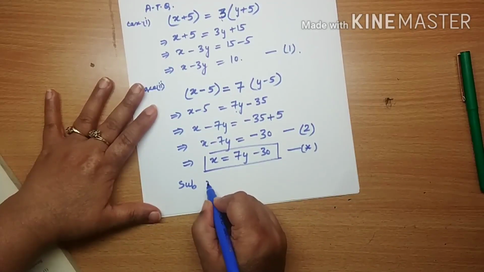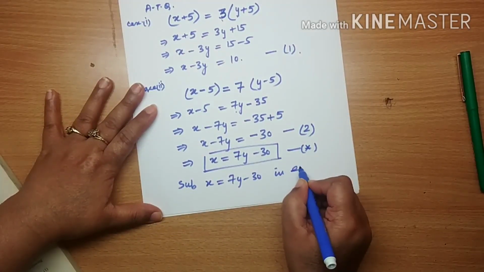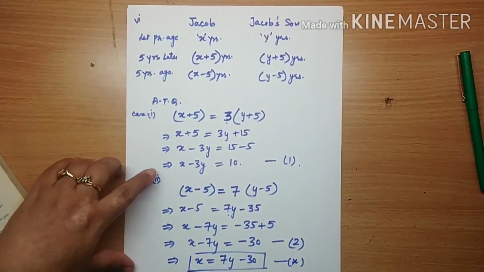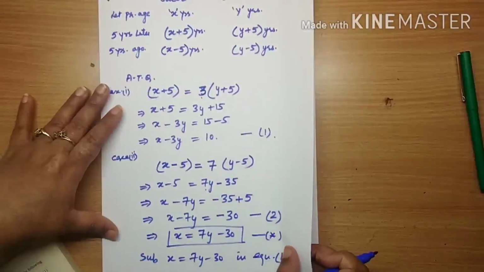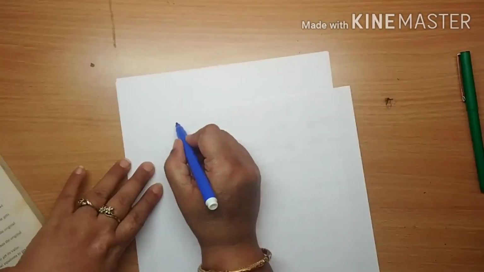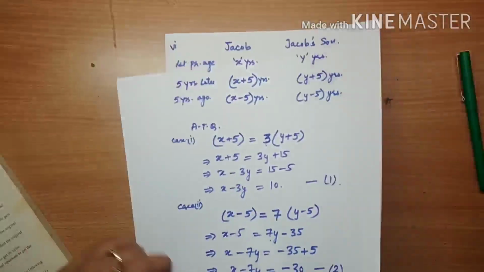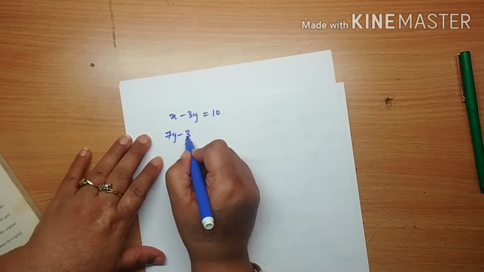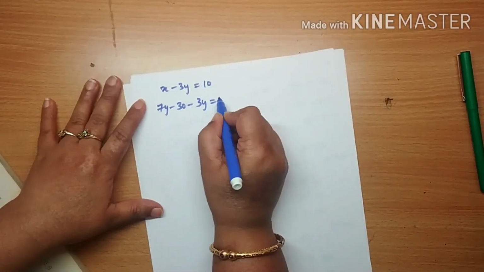Substituting x is equal to 7y minus 30 in equation 1. So what is my equation 1? Equation 1 is, children, x minus 3y equal to 10. So let us substitute in this. So x minus 3y equal to 10. We are substituting x as 7y minus 30. So 7y minus 30 minus 3y equal to 10.